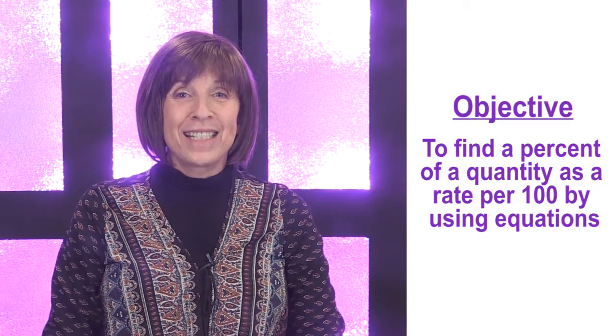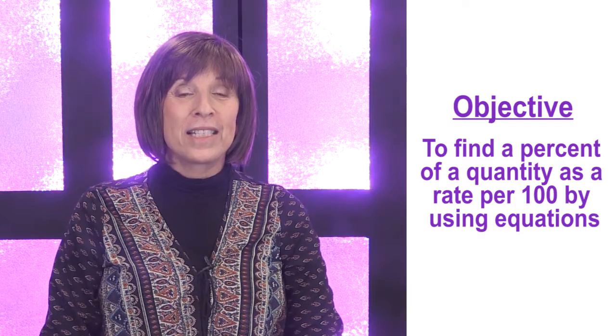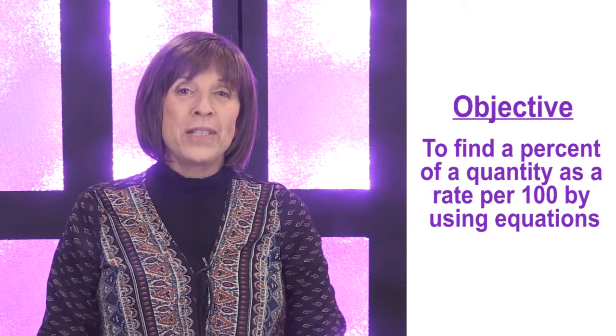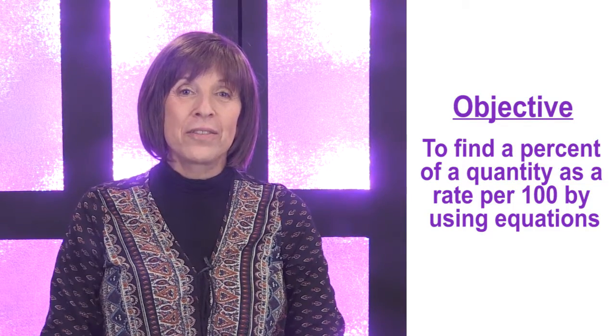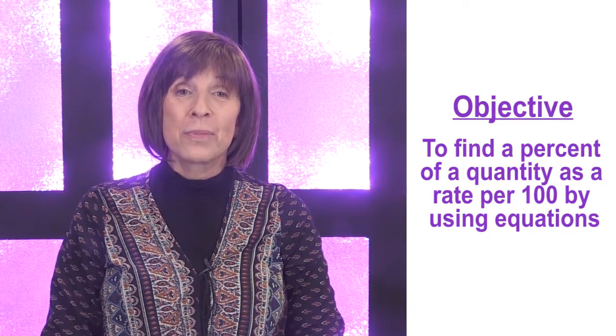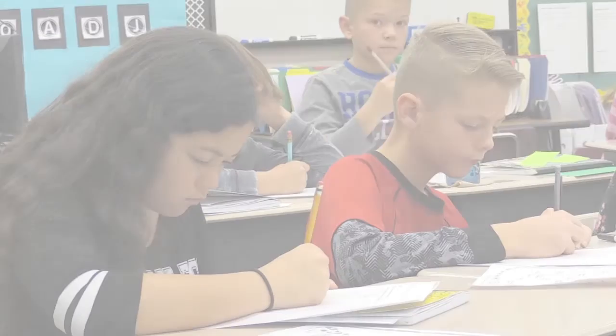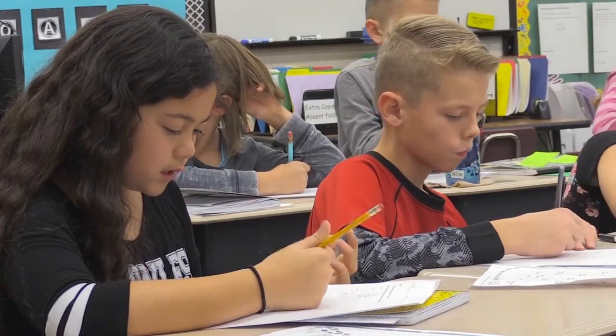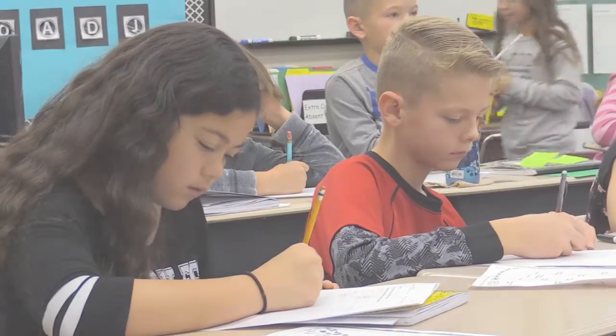The objective of this lesson is to find a percent of a quantity as a rate per 100 by using equations. Although we will be using equations, it is important to continue to look for patterns and relationships to solve percent problems. As students are flexible in their use of operations and their properties, they will recognize that different processes have the same end result.